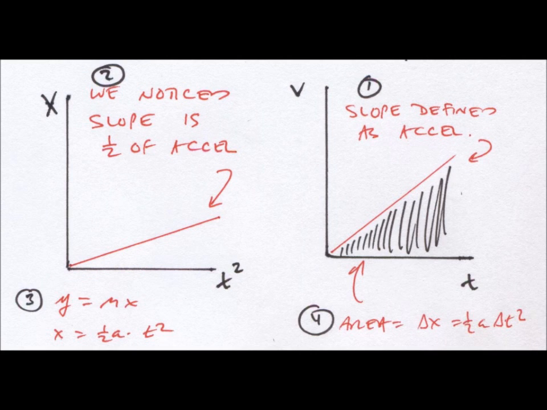Then we decided to write an equation for the x-t squared graph. Since the slope of that is 1/2 of the acceleration, then our equation becomes x equals 1/2 a times t squared, where that whole expression is just rewriting the general equation for a line, y equals mx. We can apply that expression, x equals 1/2 a t squared, to be equivalent to the area under our velocity-time graph. So, in its fullest form, we write the area is equal to the displacement, delta x, which is equivalent to 1/2 a times delta t squared.